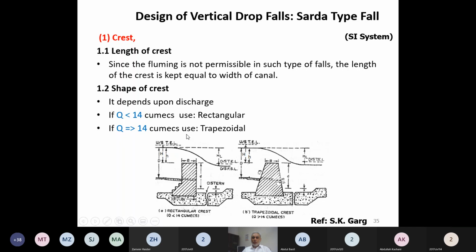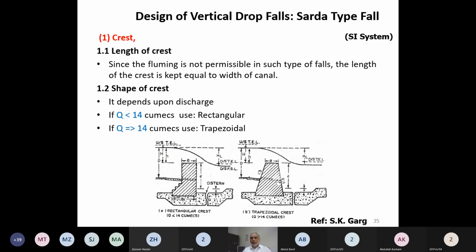So we know where to provide a vertical drop fall. We know the overall shape. There will be an obstruction or a wall, and there will be a cistern. So these two things are the main components of the vertical drop fall. There are two variants of this vertical drop fall.